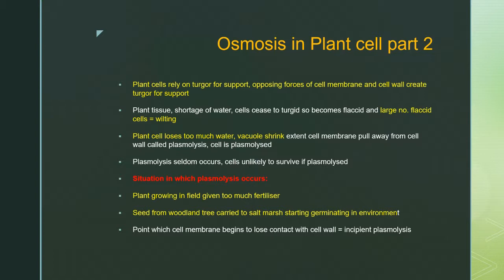Now, a situation in which plasmolysis may occur is whenever a plant is grown in a field which is given too much fertilizer, or you have seeds from a woodland tree which are carried to the salt marsh when they're starting to germinate in the environment. The point at which the cell membrane begins to lose contact with the cell wall is incipient plasmolysis.